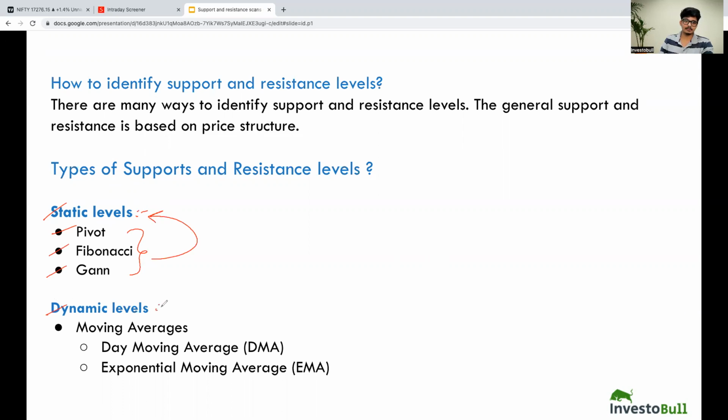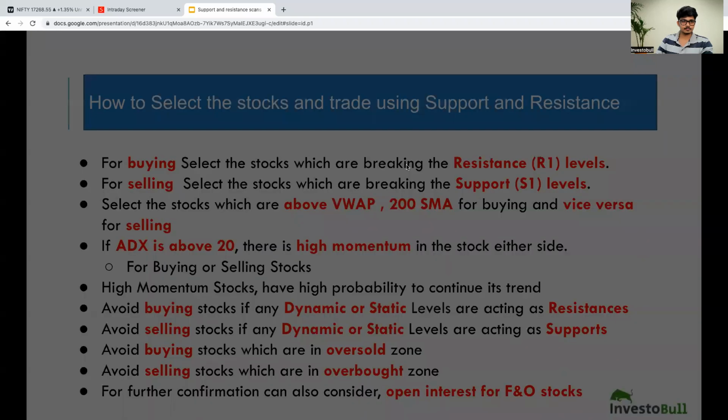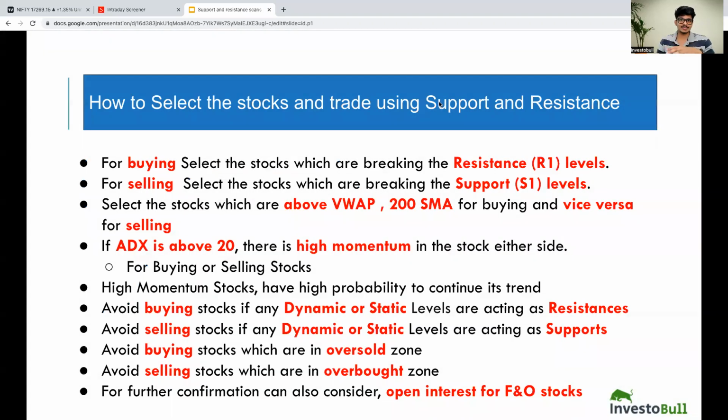And what do you mean by dynamic levels? What are the types of dynamic levels? Usually, moving averages are called dynamic levels, such as the day moving average, simple moving average, or exponential moving average. Any kind of moving average, we call those particular levels dynamic levels. I hope you guys are clear with the concept of what is support and resistance.